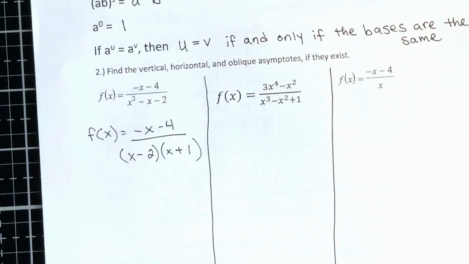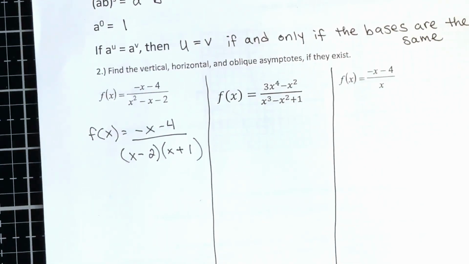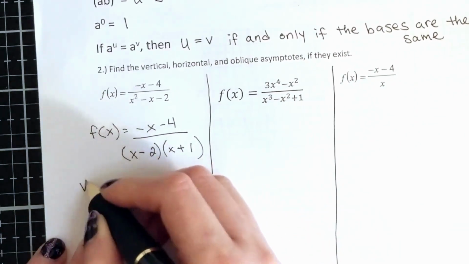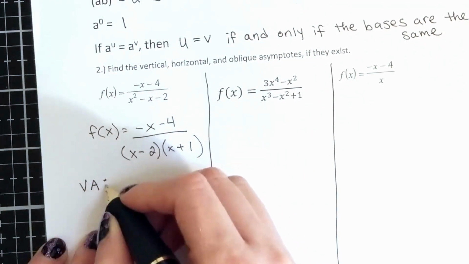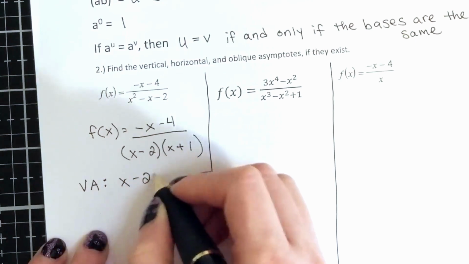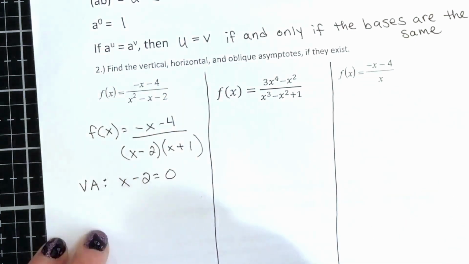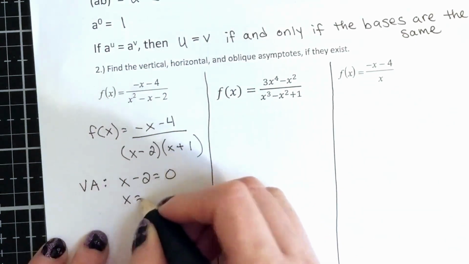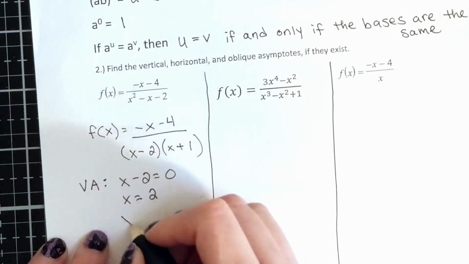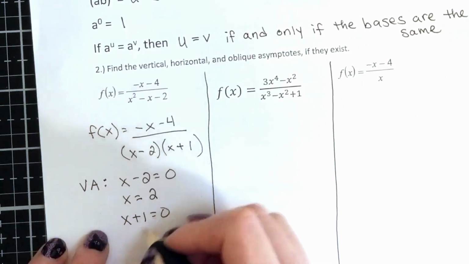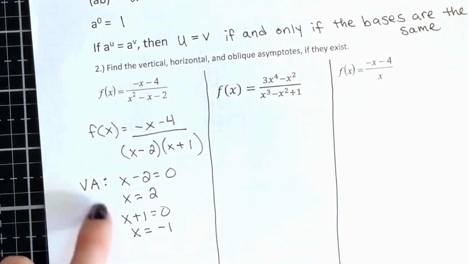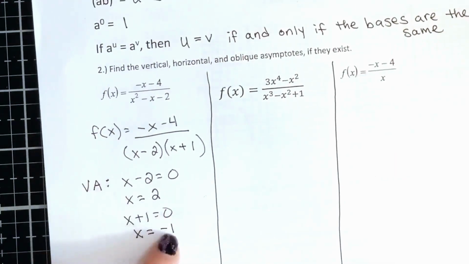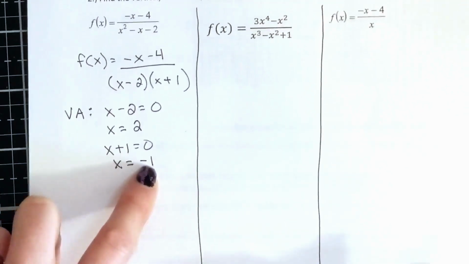Okay, so your vertical asymptotes, you set both of these pieces equal to 0. So x minus 2 equals 0. So x equals 2, and then x plus 1 equals 0, so x would equal negative 1. So your 2 vertical asymptotes would be 2 and negative 1.